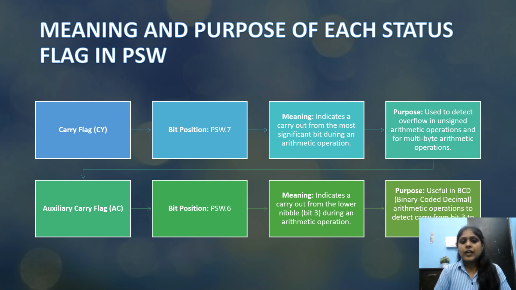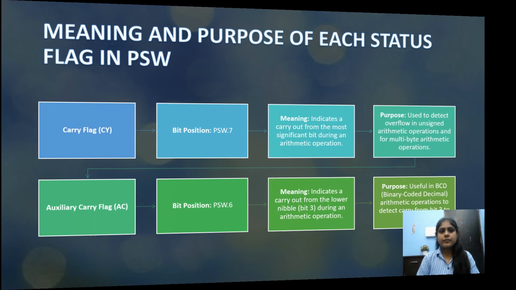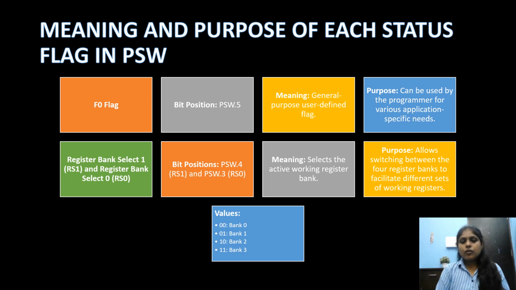The auxiliary carry flag. The bit position is PSW6, and the meaning of this is that it indicates a carry out from lower nibble bit 3 during arithmetic operation. And the purpose of the auxiliary carry flag is that it is useful in BCD, that is binary coded decimal, arithmetic operation, to detect a carry from bit 3 to bit 4. The F0 flag, bit position is PSW5, and the meaning is a general purpose user defined flag, and the purpose is that it can be used by the program for various application specific needs.